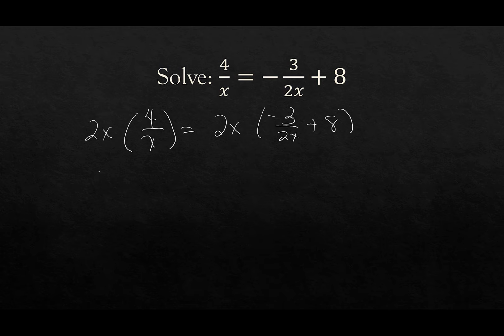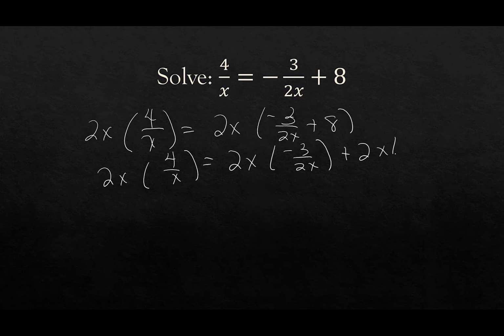And I really do like to go ahead and distribute that. So I'm going to keep the 2x with 4 over x. And I'm going to say 2x needs to multiply by negative 3 over 2x. 2x needs to multiply by 8. So the x cancels. Then the 2x cancels. So I can look at what I have left. I have 2 times 4 is 8. I have negative 3. And then 2x times 8 is 16x.